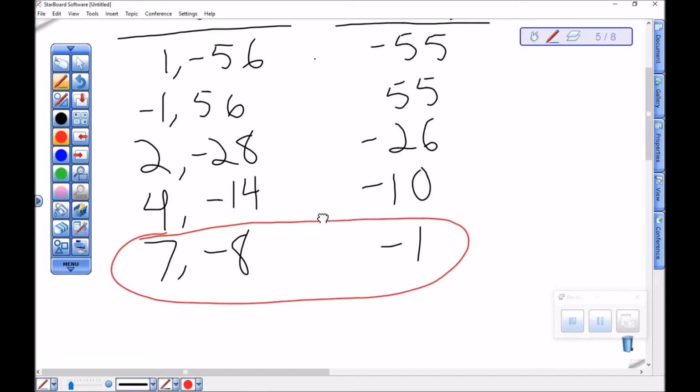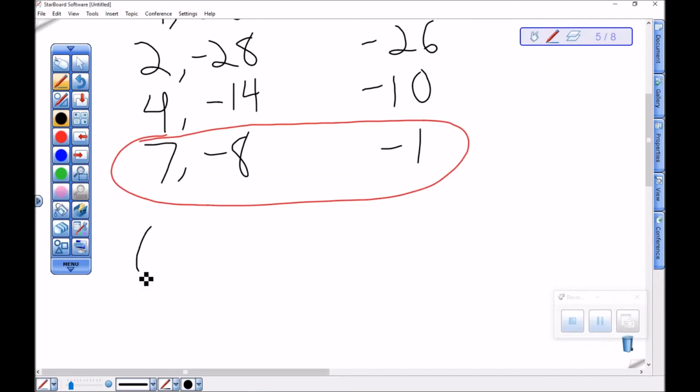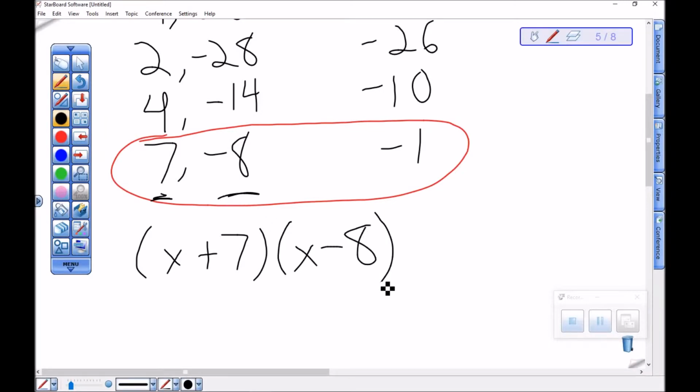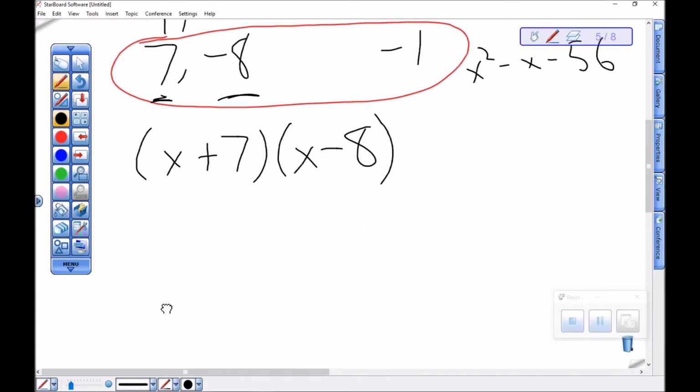Okay, there are the factors of c that add up to b. So now what I need to do is write x plus this first factor of 7, times x, and I would do plus negative 8, but instead I'll just write minus 8, x minus 8. I believe those are the factors of x squared minus x minus 56. To double check, I can just multiply and see, but I want to note, this is my answer, right? This is my factored form.